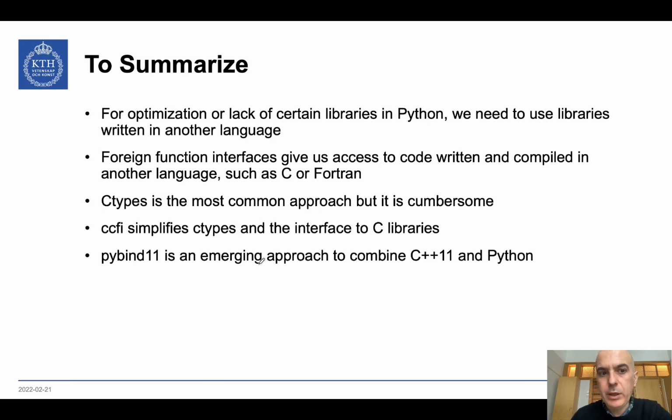To summarize, for optimization, or lack of certain libraries written in Python, we need to use libraries written in other languages. In Python, we have so-called foreign function interfaces. Foreign function interfaces give us access to code written and compiled in another language, such as C or Fortran. ctypes is the most common approach for foreign function interfaces, but it's cumbersome. It takes many lines of code. CFFI simplifies ctypes and the overall approach to using C libraries. So it's quite a good approach.